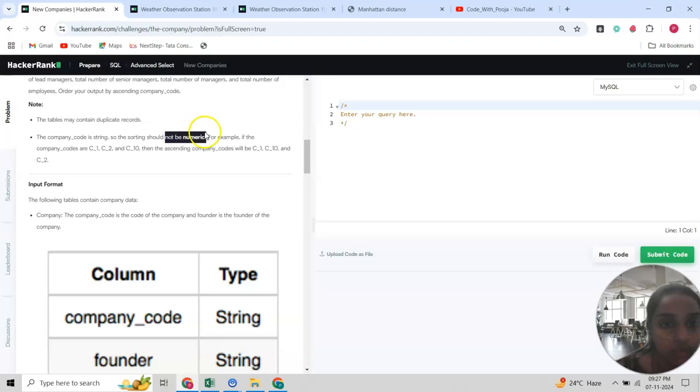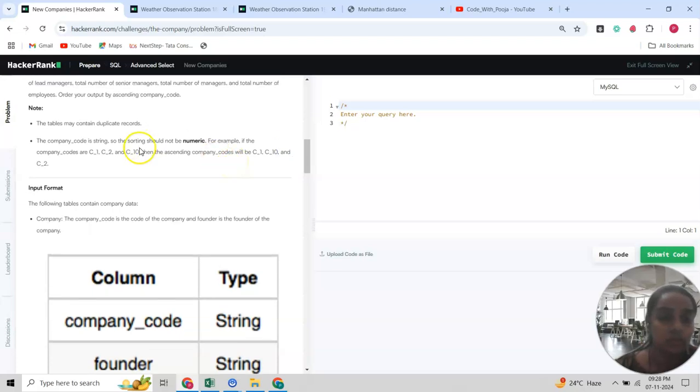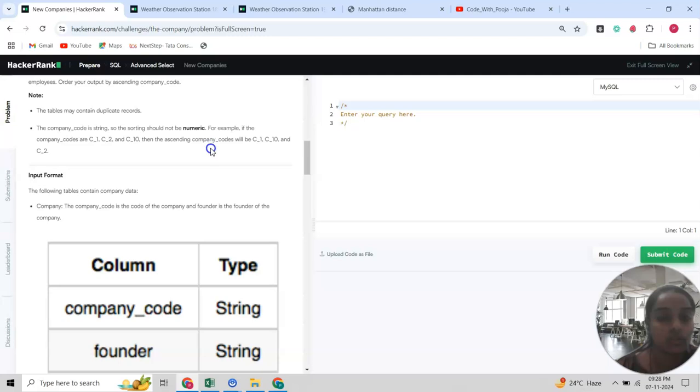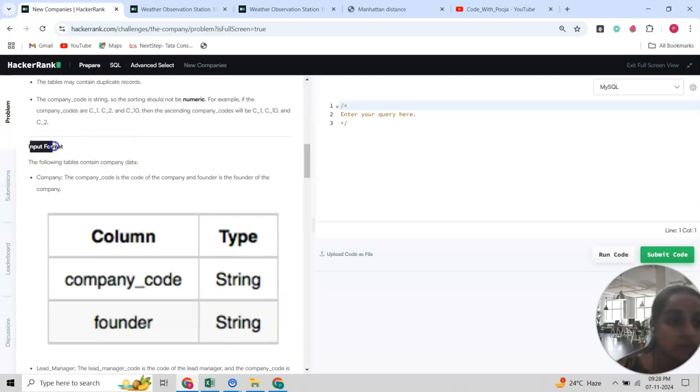For example, if the company codes are like this, the ascending order of the company codes would be C1, C10, and C2. Company codes are strings, so we have to sort them in a non-numeric order. It means we sort according to the first value and then the length, that kind of thing. Now, what will the input format be?